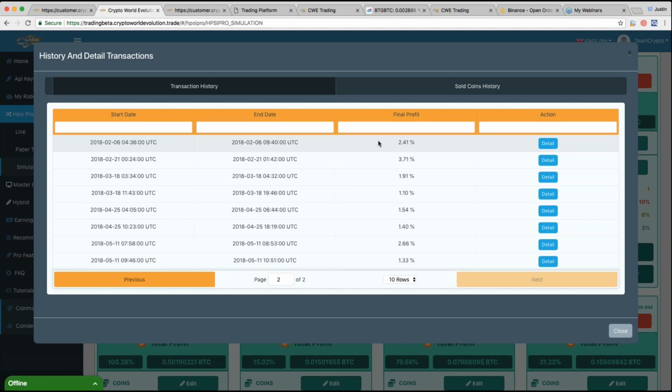So imagine if CWE would have had this bot back when the market was up. Now we're getting ready, guys, for a bull run. So just imagine when we get back on these runs again with the bull run, these bots are going to be crazy fire. Whether it's a bull market or a bear market, the HPSI Pro, guys, is powerful. And I'm going to explain to you why I know that and why I think that.